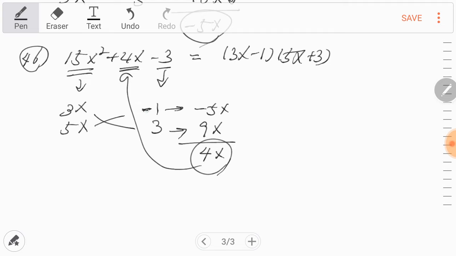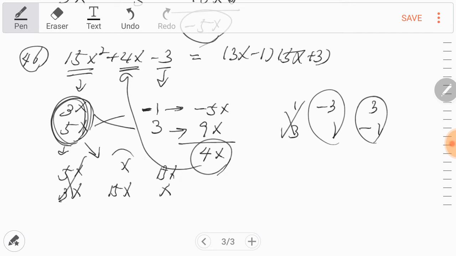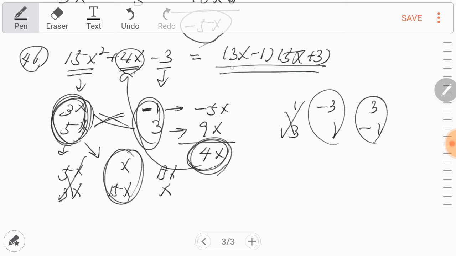If this is not working, then you can change the negative sign and try. Even if switching the sign is not working, then we may try 3 times 1, so either negative 3 times 1 or 3 times negative 1. If that is not working, then we have to change 3x times 5x into x times 15x or 15x times x, because 3x, 5x is not working. So the next possible pair is x times 15x. Anyway, we did the right choice. So the result, 4x, is the same as the second term. So we can write the answer as the product of these two binomials.